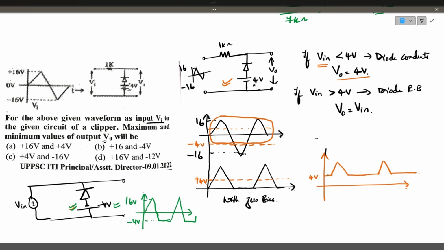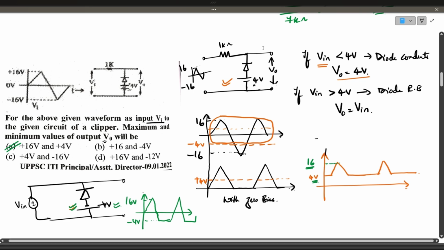But here you have taken the positive bias voltage, so the reference is shifted to plus 4 volt. So the upper peak limit is plus 16, lower peak limit is plus 4 volt. Answer is option A. Hope you understood the logic behind this diagram.